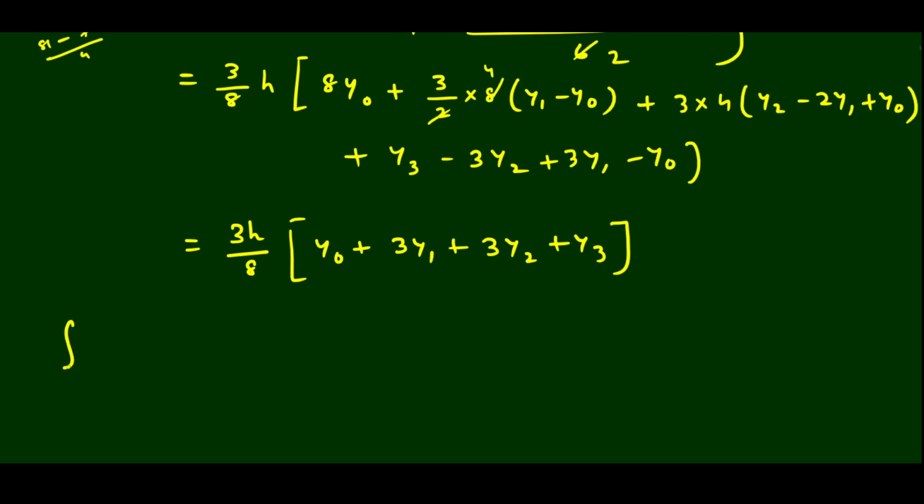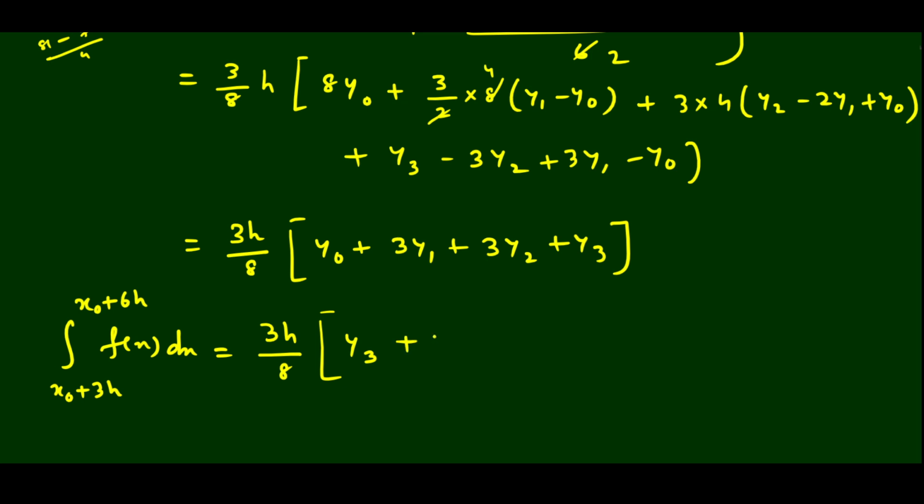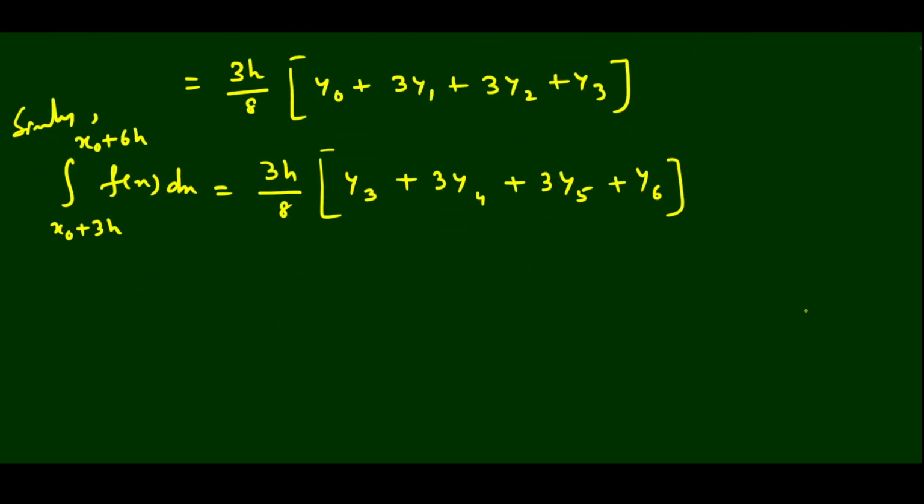Now what will be the next integral? Our next integral will be x0 plus 3h to x0 plus 6h f of x dx. So how much will you get? Our first term will be y3. So it will start from y3, then 3y4, 3y5, and the last term is y6. Okay. So in this way, we can write similarly other integrations also.